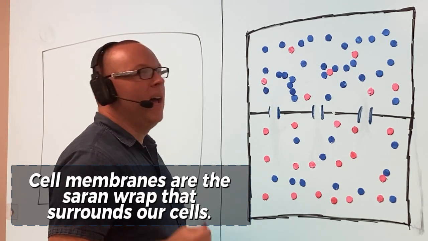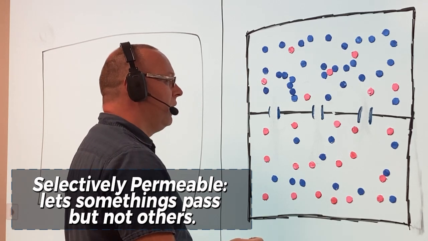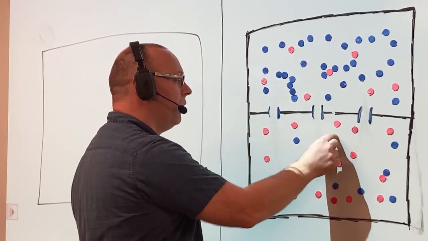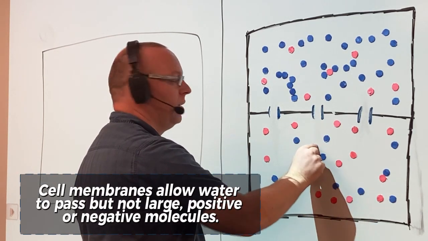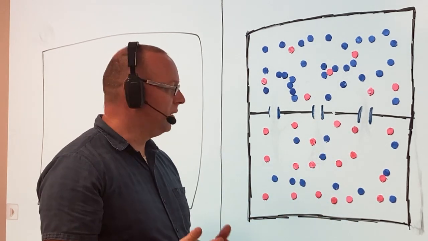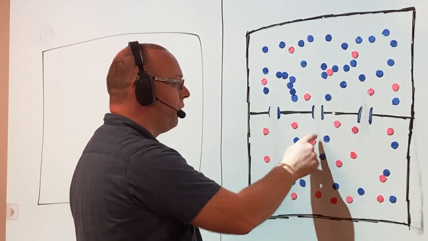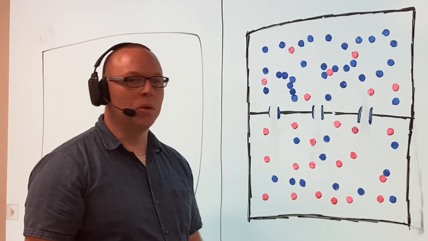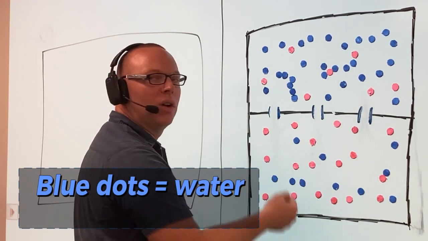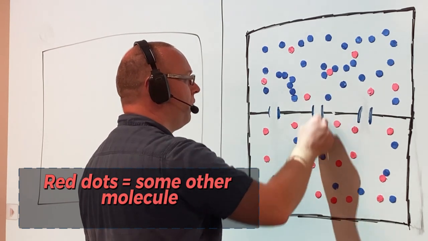Now this line happens to be what's called a selectively permeable membrane. That means it allows some things to go through, but doesn't allow other things. Right? That red dot isn't going to be allowed to go through. So what is allowed to go through with osmosis? So these blue dots are going to represent water. And so the water can go through this membrane.